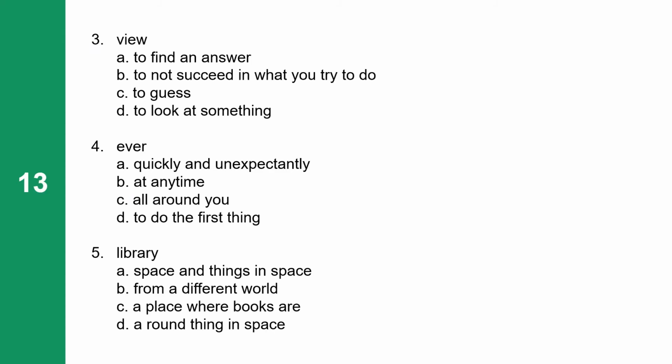Number 3. View. A. To find an answer. B. To not succeed in what you try to do. C. To guess. D. To look at something. Yes, the answer is D. To look at something.